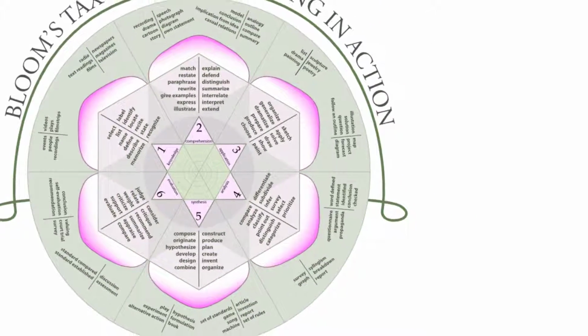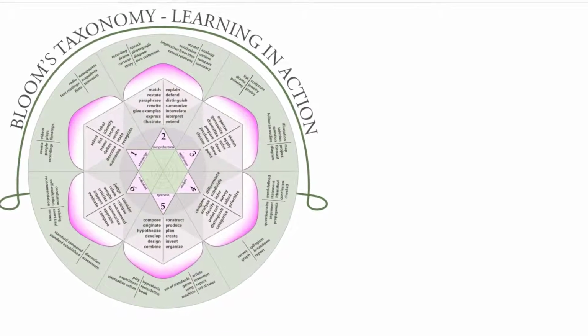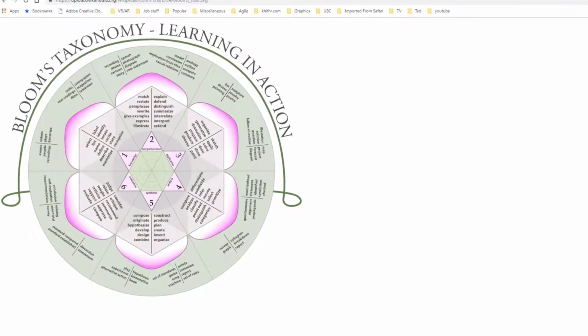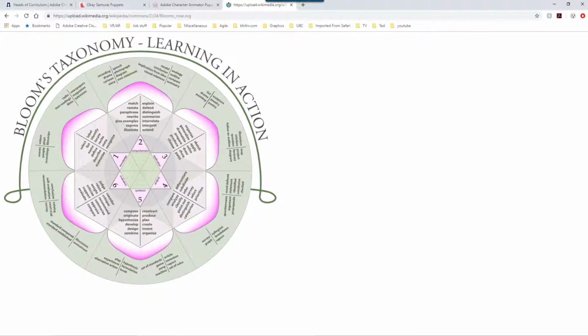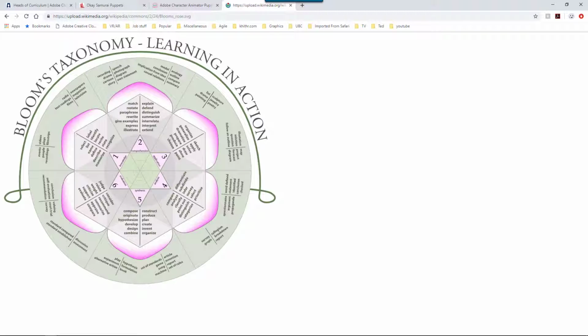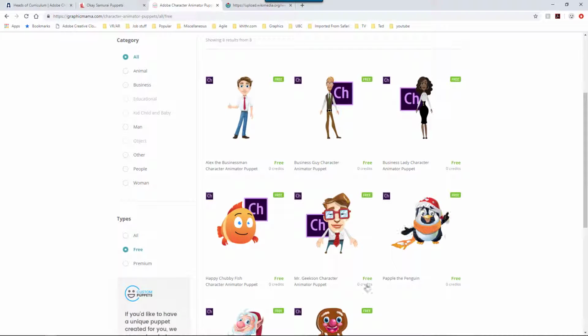Now, once you have those storyboards ready, I'm going to go with a particular area that works well for me, where I have a puppet that is probably my favorite, and do things in that area. So, first of all, where are these standard puppets available? First, there's a site called Graphic Mama. When you go into Graphic Mama, go into the character animator puppets and filter them by free.